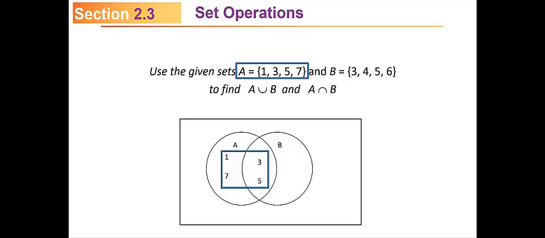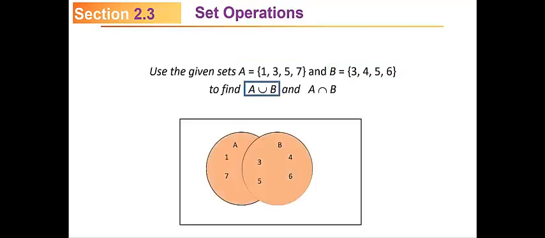A is a set containing the elements 1, 3, 5, and 7. B is the set containing the elements 3, 4, 5, and 6. And notice that 3 and 5 are in both sets, so I put them in the intersection of A and B, in the overlapping area between the circles A and B. So if I want to find A union B, I'm looking at what's in A or B or both. So that just throws in anything that was in either one, gets tossed into the union. So the union of A and B is a set containing 1, 3, 4, 5, 6, and 7.